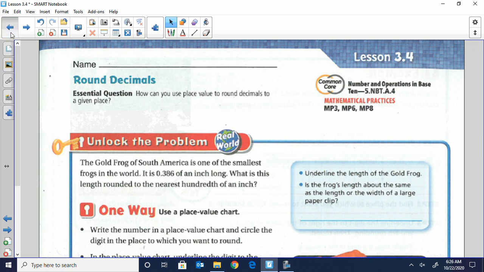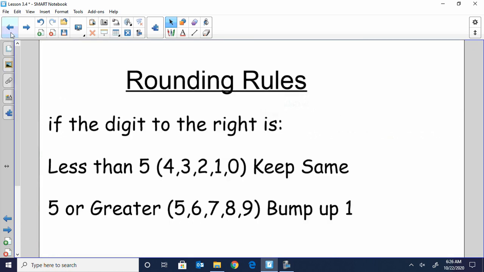So remember, we're going to underline the digit that we want to round, and then we're going to look to the digit to the right. If that digit to the right is less than 5, so if it's a 4, 3, 2, 1, or 0, we're going to keep that number that we're rounding the same. And if the number to the right is a 5 or greater, 5, 6, 7, 8, or 9, we're going to bump the number that we're rounding up 1.